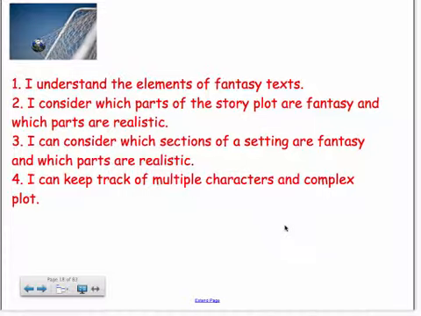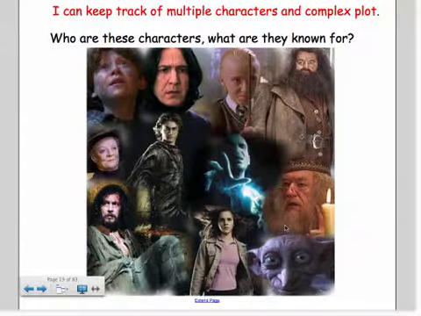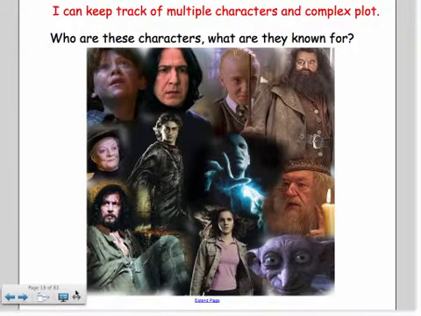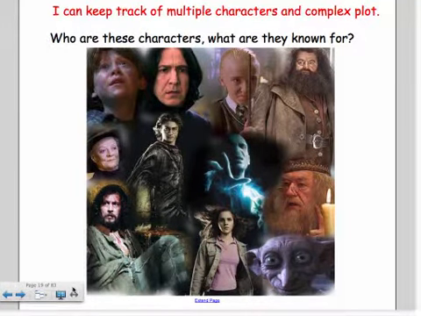Okay, as we move forward, you can maybe take a look at this picture here. There are a lot of characters from the Harry Potter series in here, and what I'd like you to do again is to pause the video, and while it's paused, to be considering not all of them, because you may not know all of the characters depending on how many of the books you've read or the movies you've seen, but thinking about who these characters are and what they're known for.